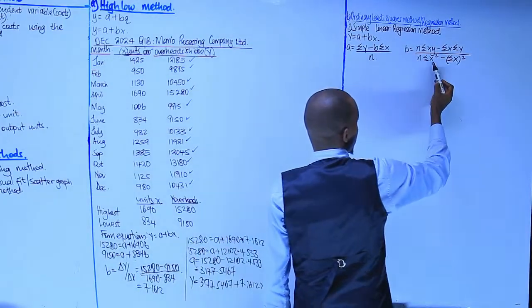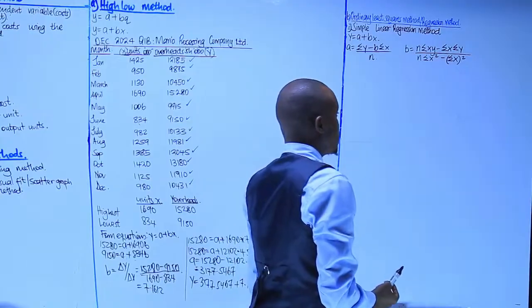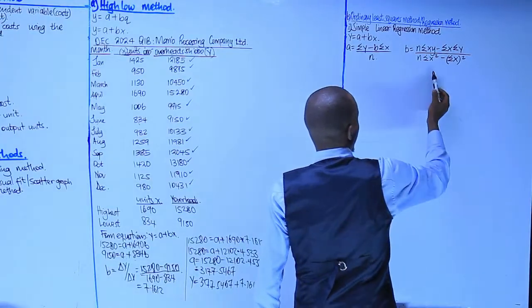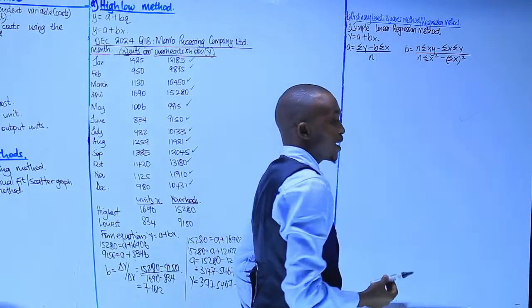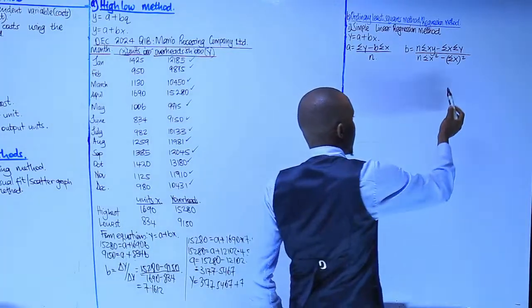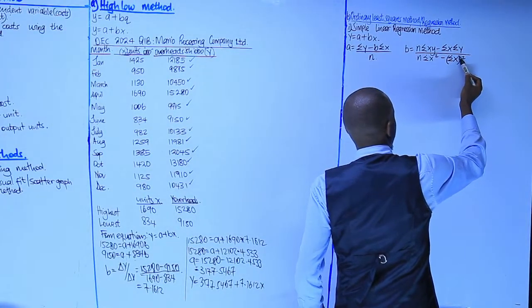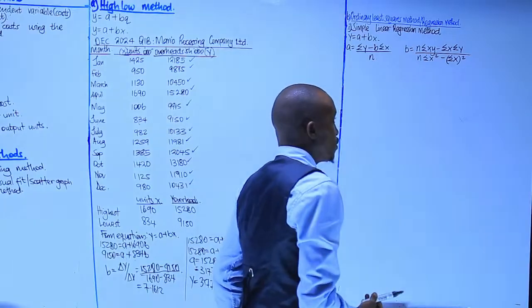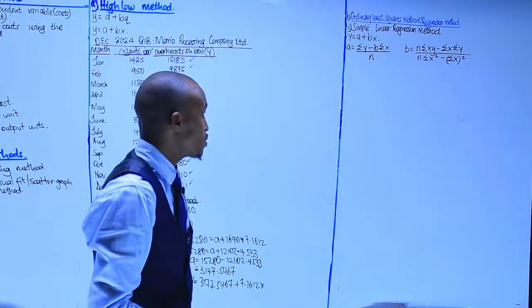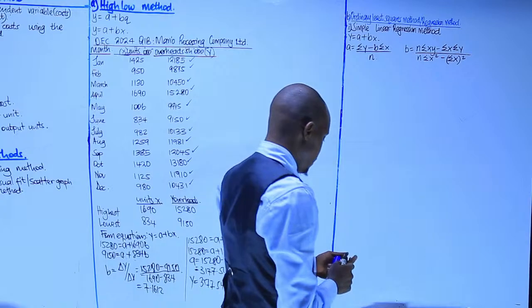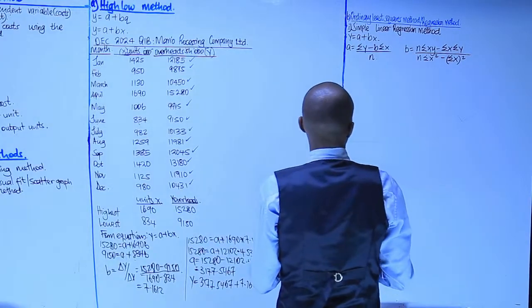Now the difference between these two is simply this: here you're squaring each individual x, but there you first get the total of x, then you square.